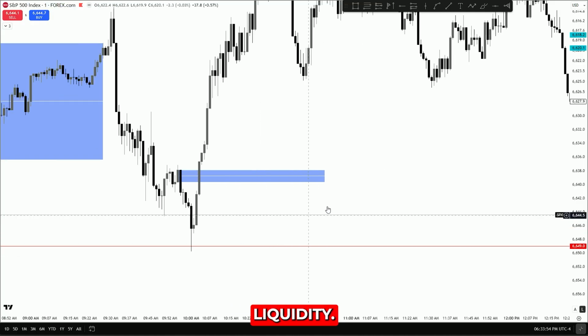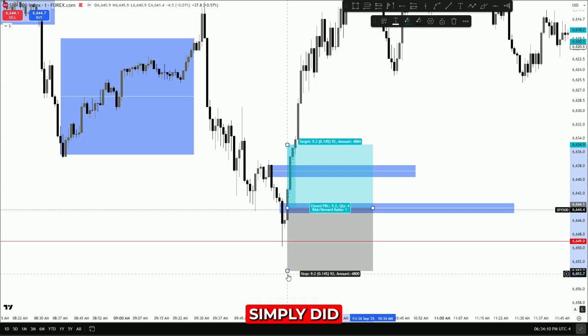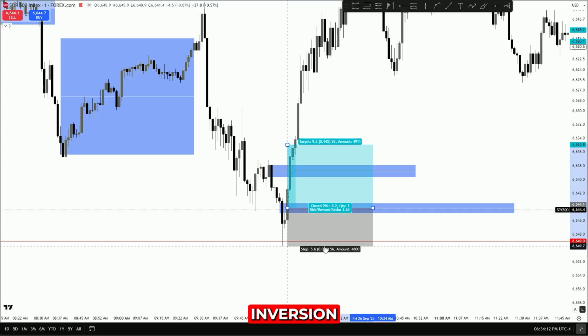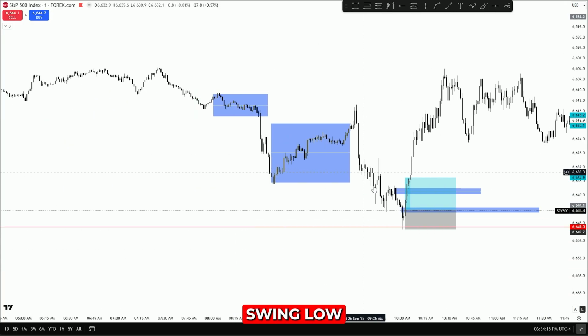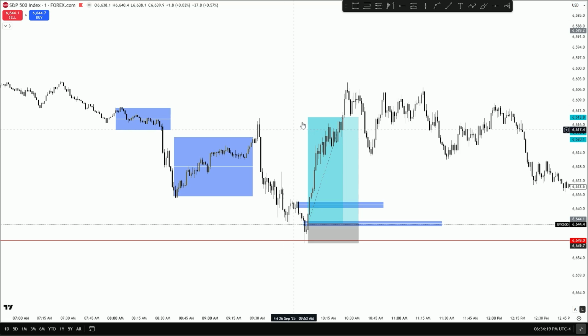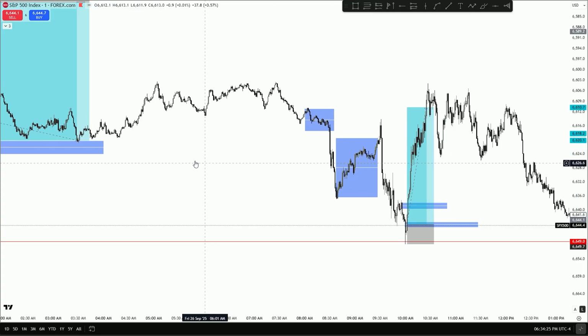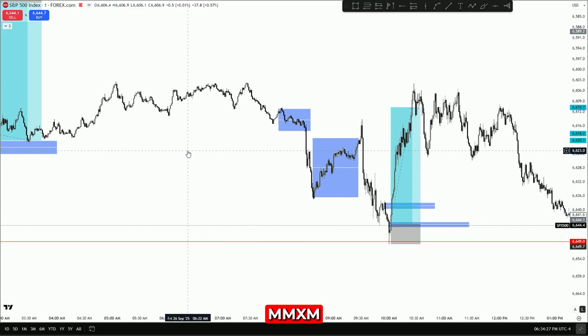Now here we sweep the liquidity. A lot of times when we sweep the liquidity and we get the inversion, what I do is I simply take the trade on the inversion. I place my stops below the last swing low and target the nearest strong liquidity each and every time. You can target this one. This is your accumulation. So you got like 33 pips. That's how you trade the MMXM model.